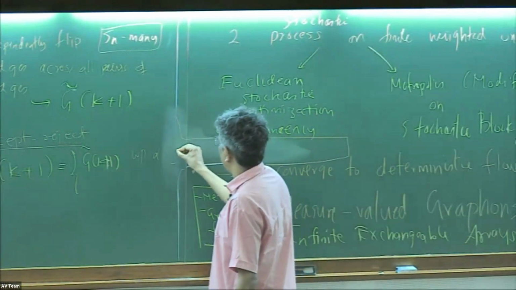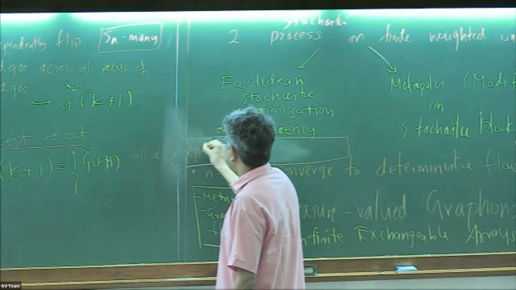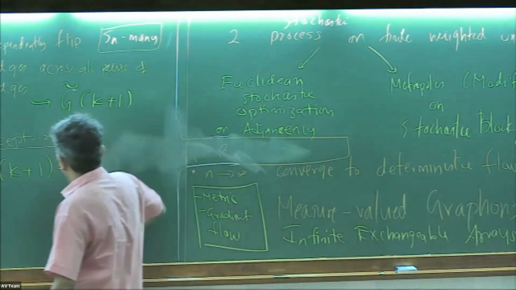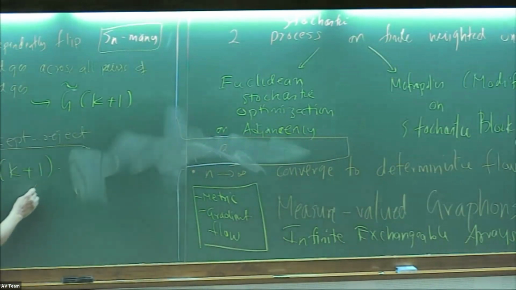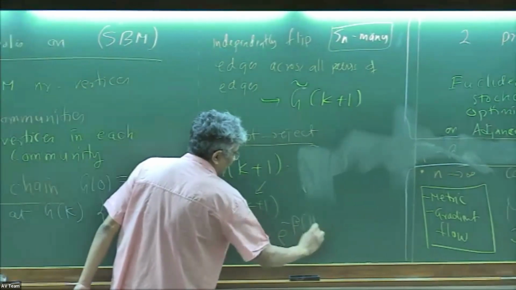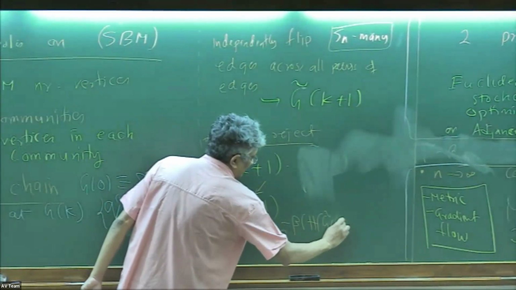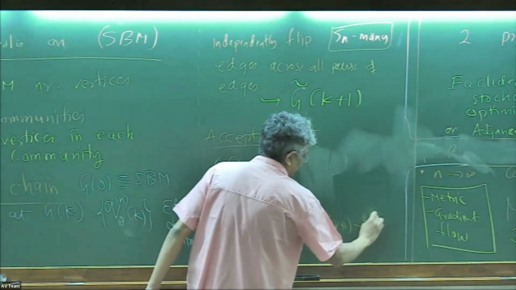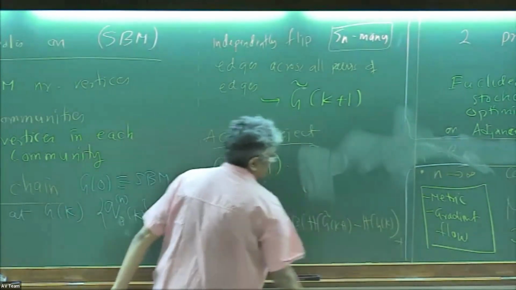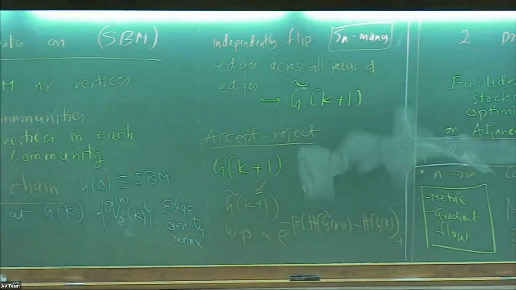The probability e to the minus exponent of minus beta, okay, this is horrible. Okay, let's just go. So g k plus 1 is equal to g tilde k plus 1 with probability proportional to e to the minus beta times h of g tilde k plus 1 minus h of g. The standard, and plus positive, I guess. Yeah. That's right.